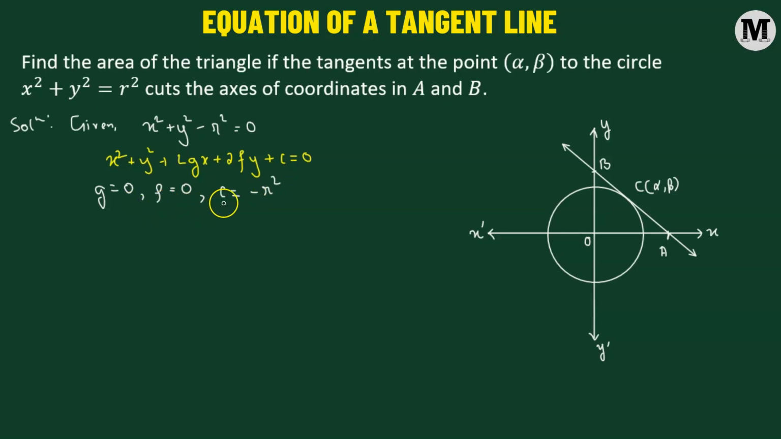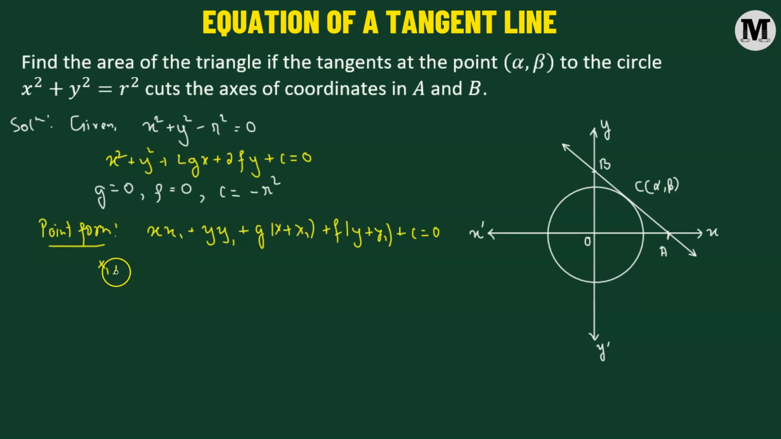Now using the values of g, f and c, we can find the equation of the tangent line. To find it, we'll be using the point form. The point form is generally given by x times x1 plus y times y1 plus g times (x plus x1) plus f times (y plus y1) plus the constant c equals 0. Here x1 comma y1 corresponds to the coordinates of the point of contact. In our case we have alpha comma beta, the coordinates of point C. So the value of x1 is alpha and the value of y1 is beta.